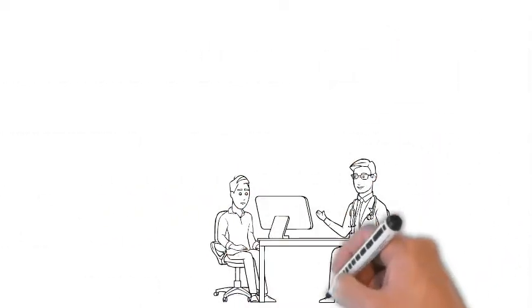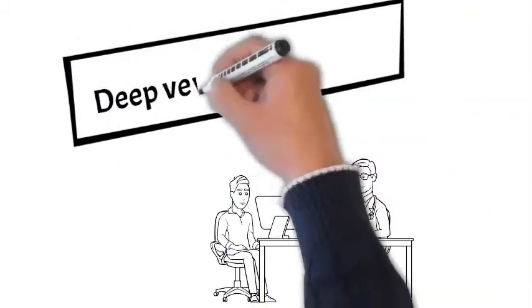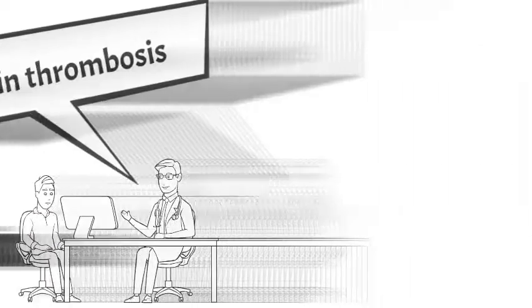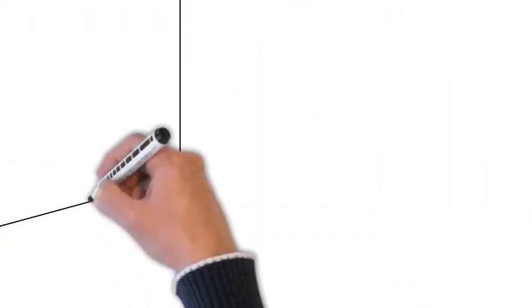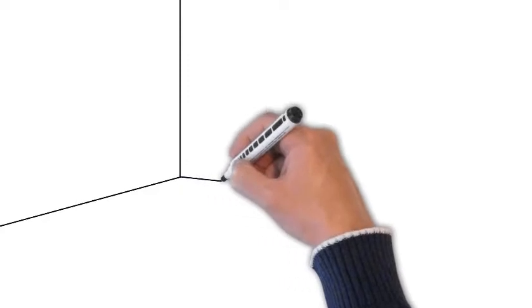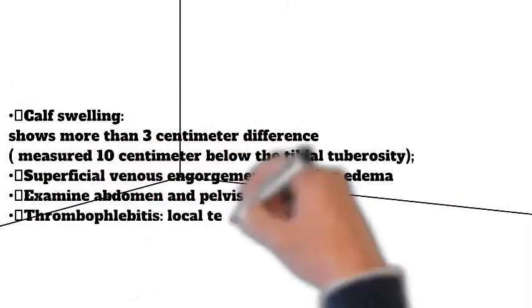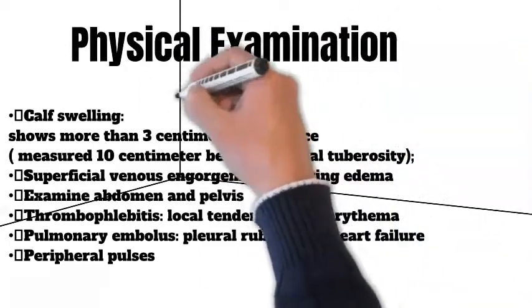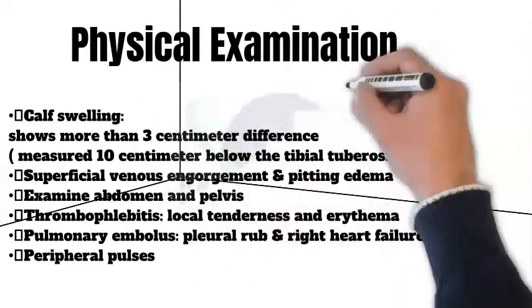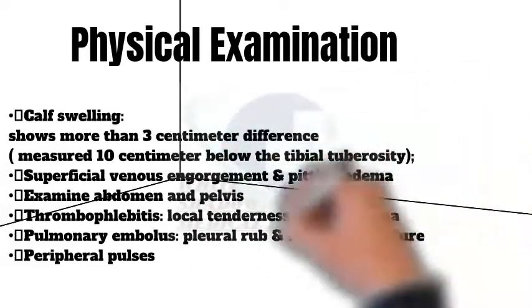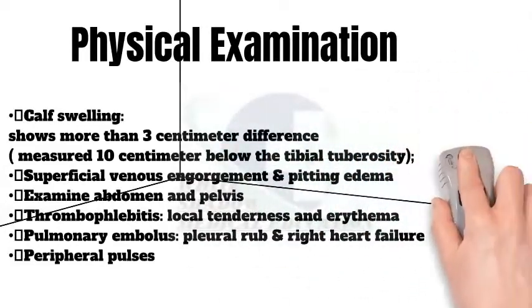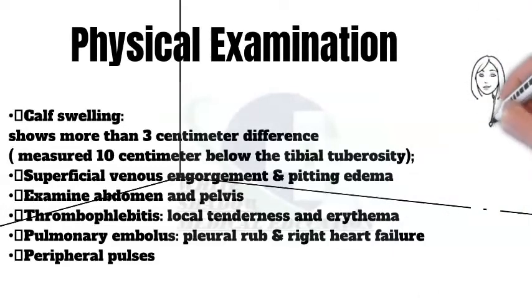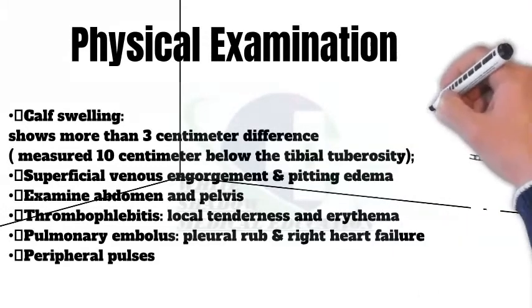At this point, we have ruled out possible differentials and reached a possible diagnosis. To support it, we can perform a quick physical examination and lab investigations. As in this case, examination includes confirming the diagnosis of DVT: calf swelling, measured 10 cm below the tibial tuberosity, shows more than 3 cm difference, superficial venous engorgement and pitting edema. Examine abdomen and pelvis, thrombophlebitis, local tenderness and erythema, pulmonary embolus, pleural rub and right heart failure, peripheral pulses.